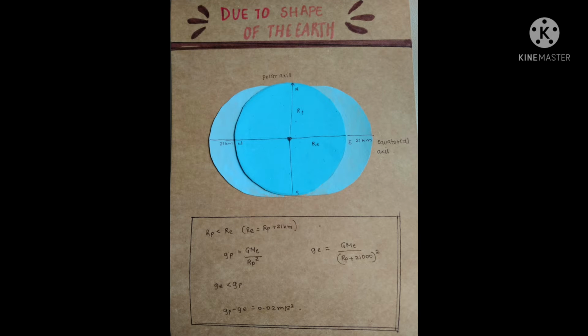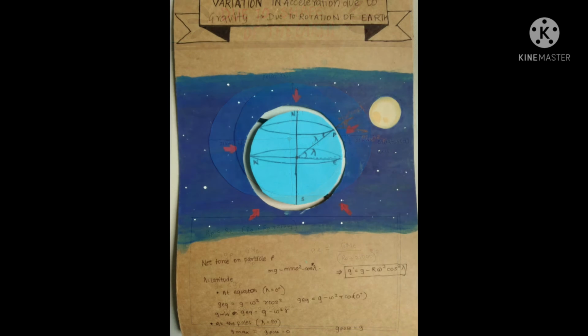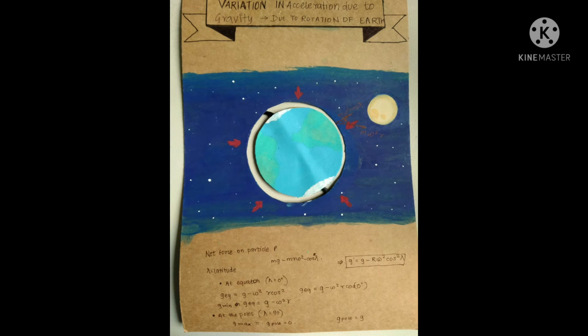Its shape is rather classified as a spheroid shape. By this, we come to the observation: the radius at the equatorial region is greater than that at the poles. The difference between the radius at the equator and the radius at the poles is 21 kilometers.